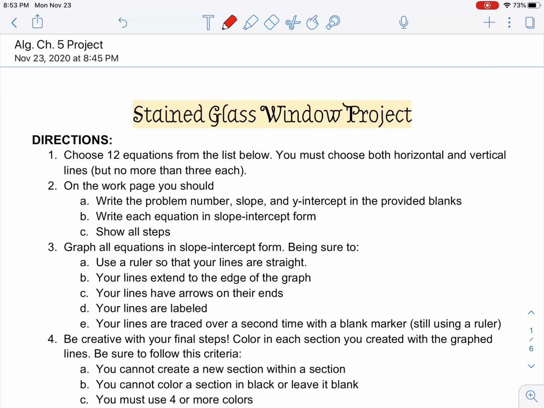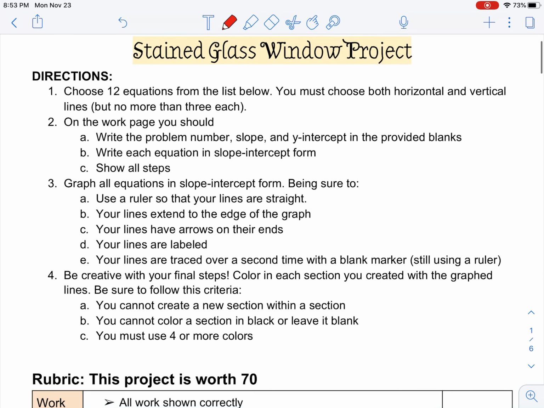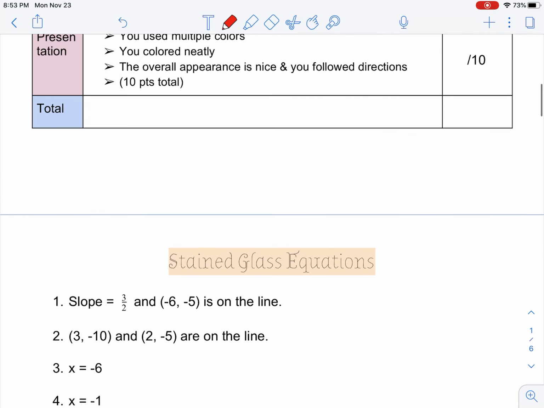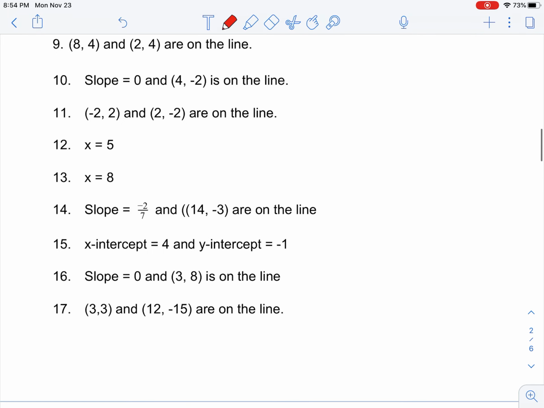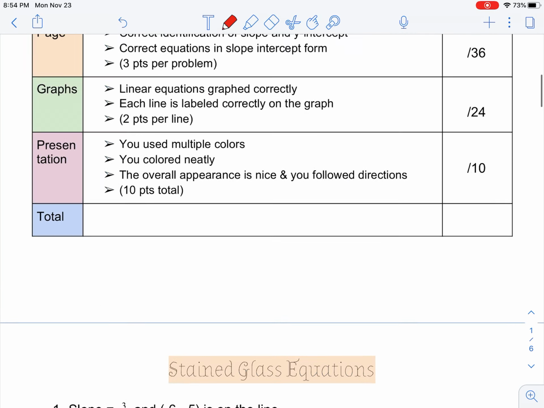First of all, you are going to choose 12 equations from the list below, so let me show you those real fast. That's going to be one of these 12 equations. Now there are 17 total, so that means that 5 of them you will not use, but it's up to you to choose which ones you want to do.